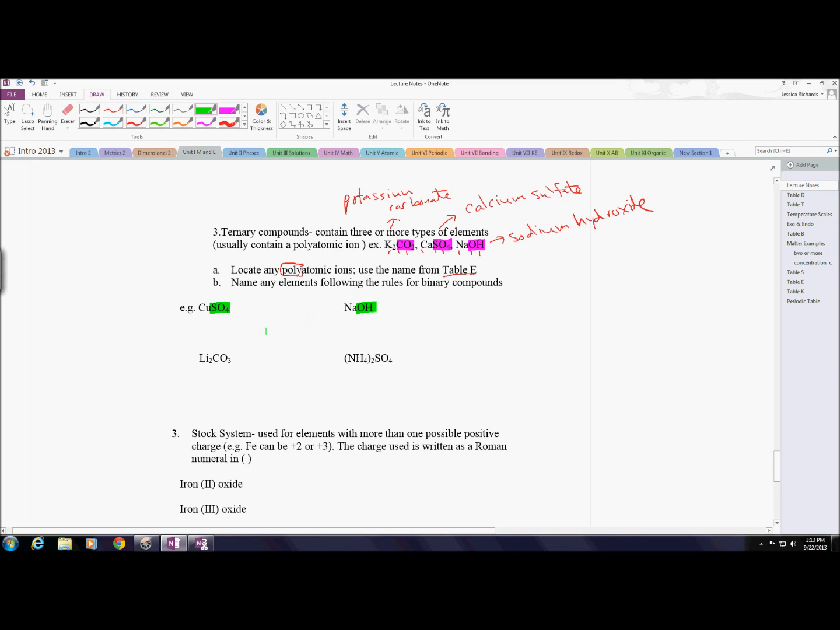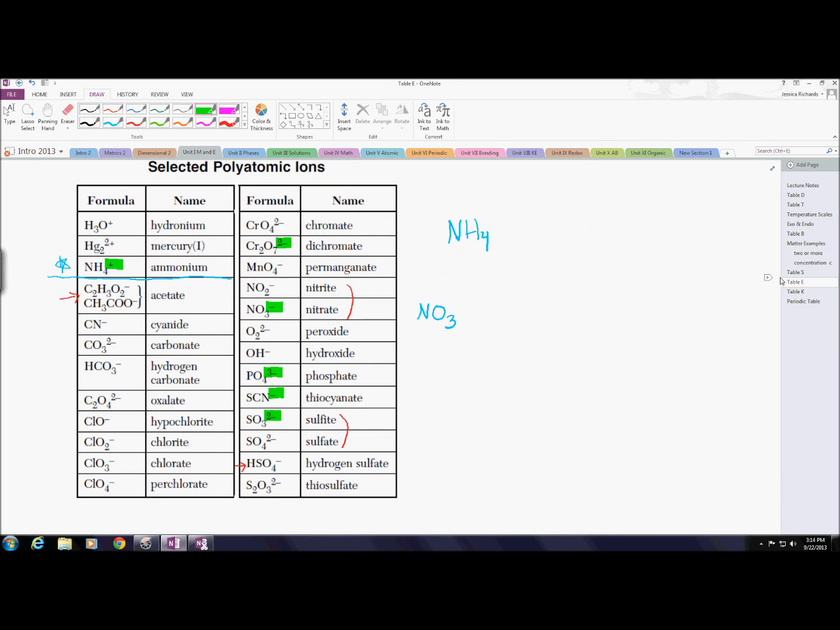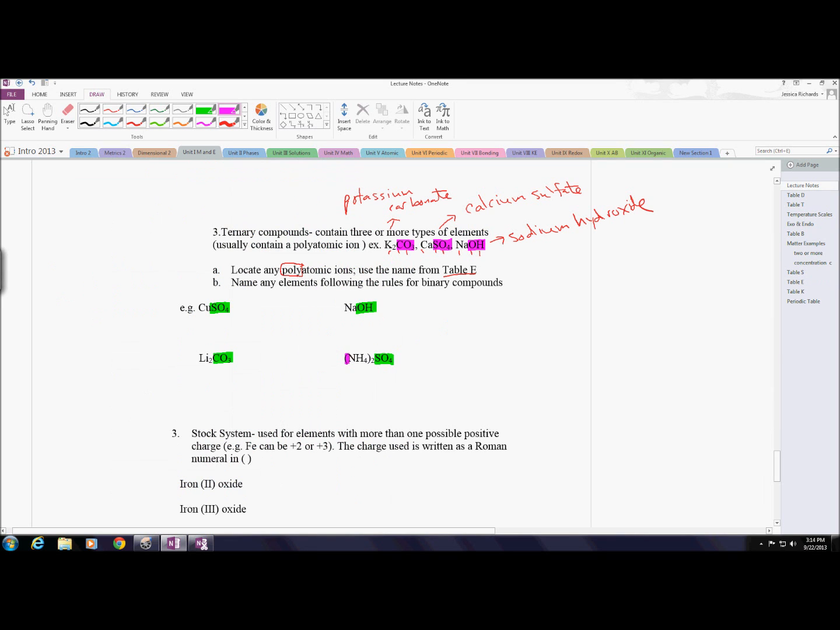Li2CO3, I already did CO3 there. That's my polyatomic ion. Then I hit this one, and I'm like, uh-oh. I know SO4 is a polyatomic ion, but what do I do with this? These are 2 elements. I have 4 elements altogether. So if we go back and look on table E, right here, NH4 is the polyatomic ion ammonium. This compound is actually made of 2 polyatomic ions.